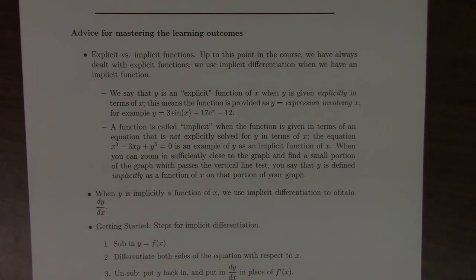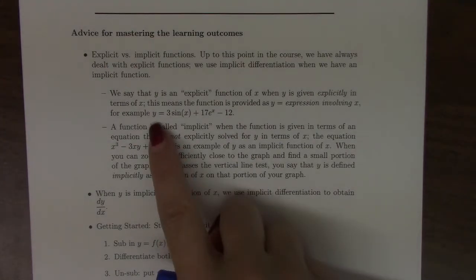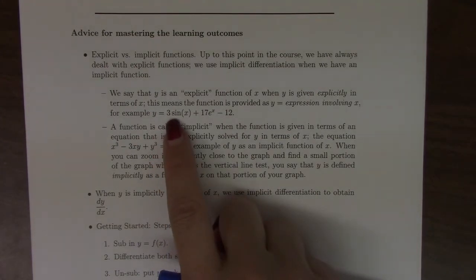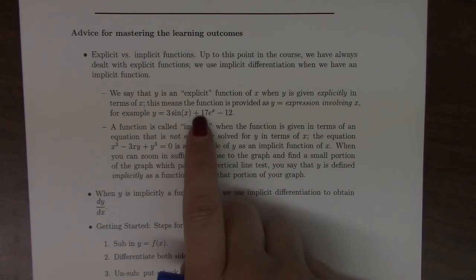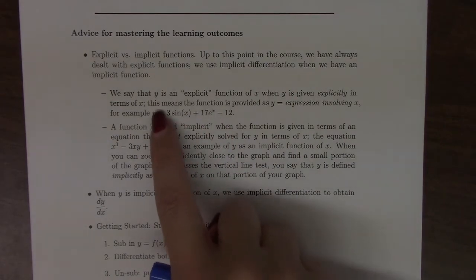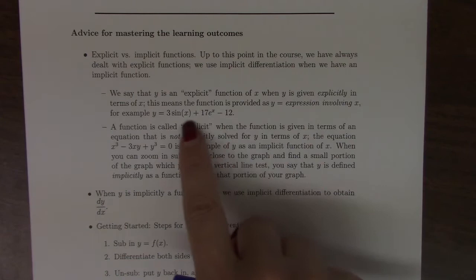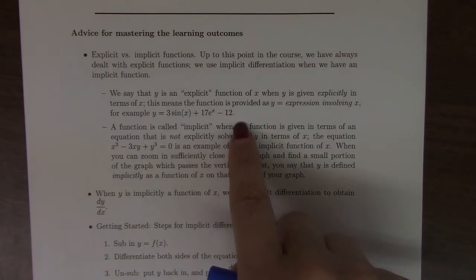implicit function. So up to this point, every function that we've ever seen has always been defined explicitly as a function of x, or as a function of one variable. So for example, we would see something like this: y equals the sine of 3 times the sine of x plus 17 e to the x equals 12. So notice how y is on one side of the equation, and y could also be f of x, g of x, the name of the function. And then on the other side of the equation, the only variable we see here is x.